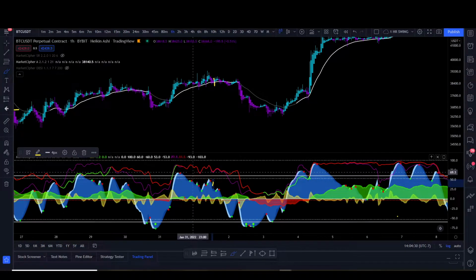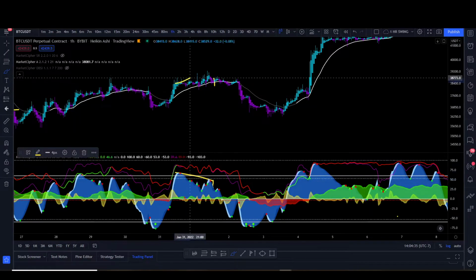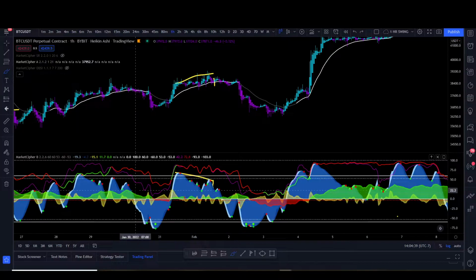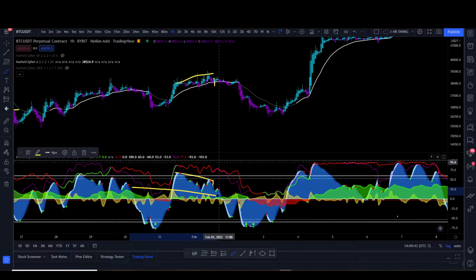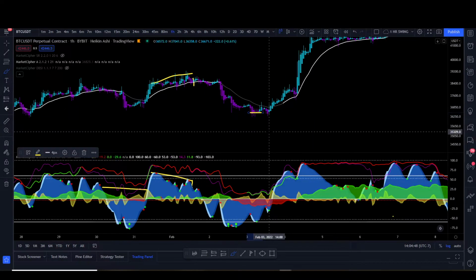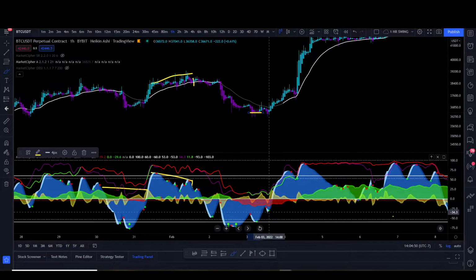Right? RSIs have been above 90. We got a divergence in price, and money flow has been coming down for some time. Nope, I just can't make a diagonal line there. There we go. See? Okay. So we enter, and then we get this move. Boom, there you go. And then you turn around, and you see this really good move.